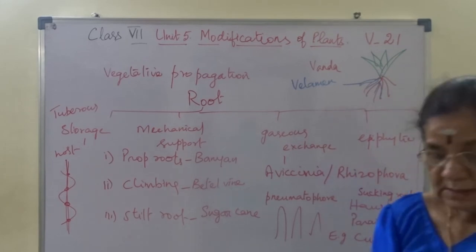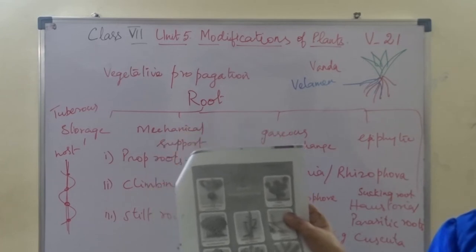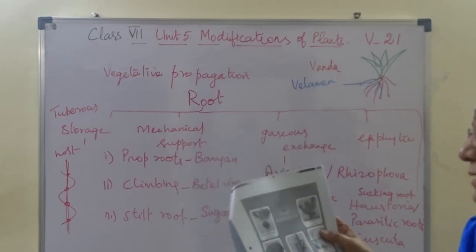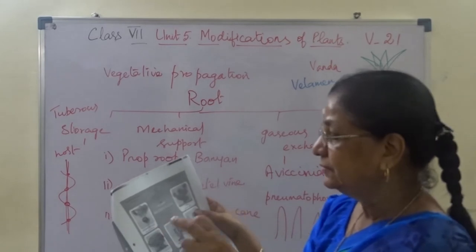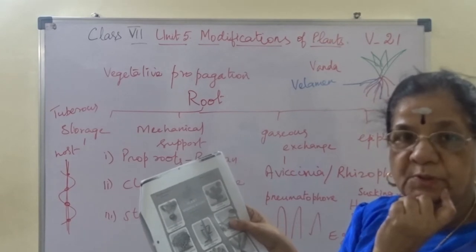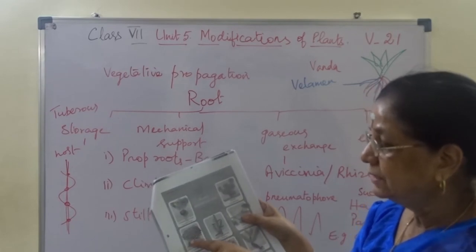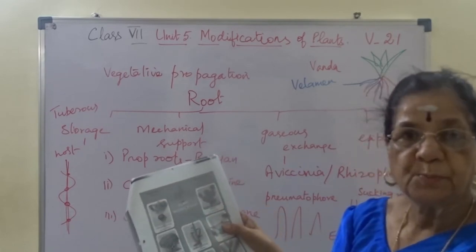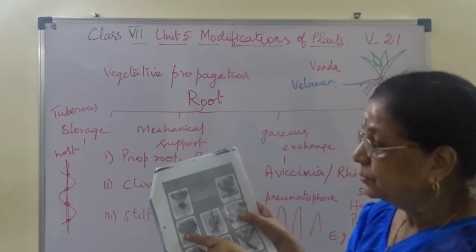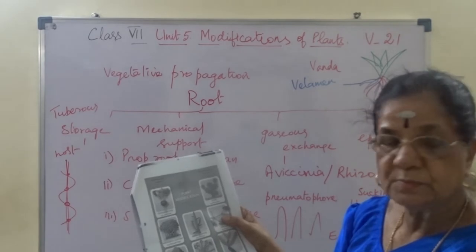I hope you understand. Then, in our textbook, I hope you remember, there is a beautiful colored picture. And the storage root, beetroot. Then mechanical support, banyan root. Sorry, prop root. We can see it hanging from branches. All are prop roots. I hope you are able to follow.